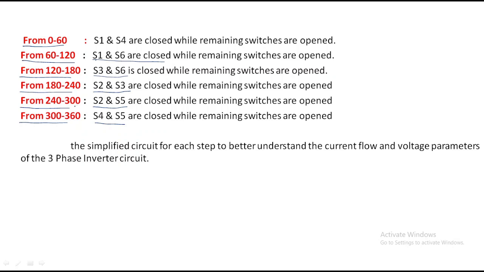So the simplified circuit for each step is to better understand the current flow and voltage parameters for the 3-phase inverter circuit. From this, for each step, you have to consider 0 to 60 and 60 to 120. Take each of these as one step. By analyzing these steps, you will get phase and line voltages.